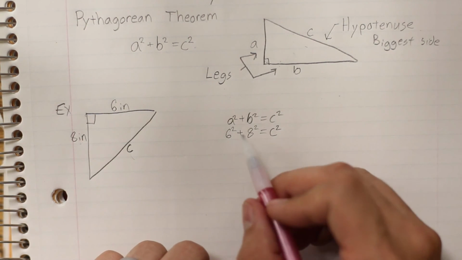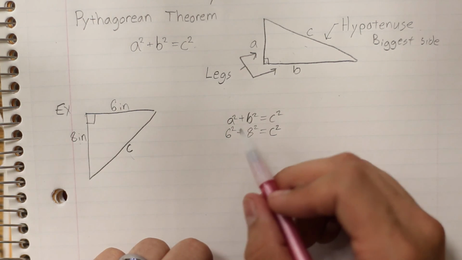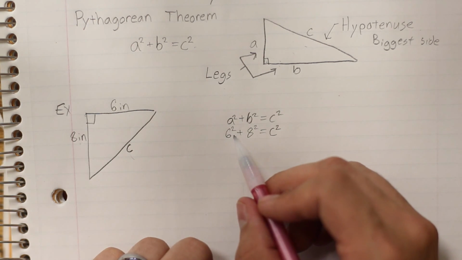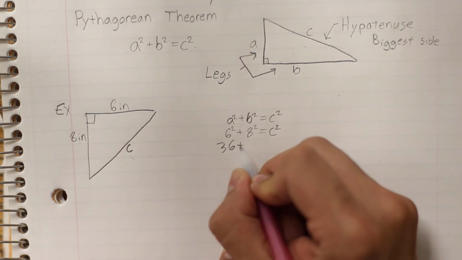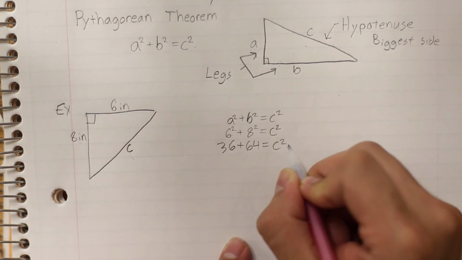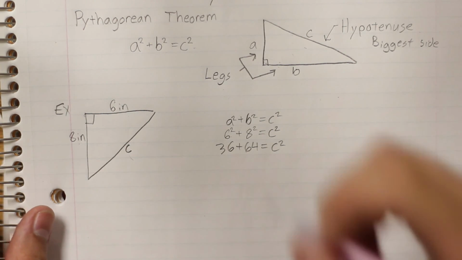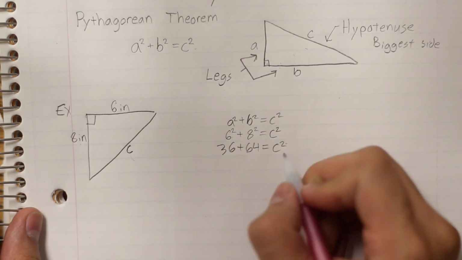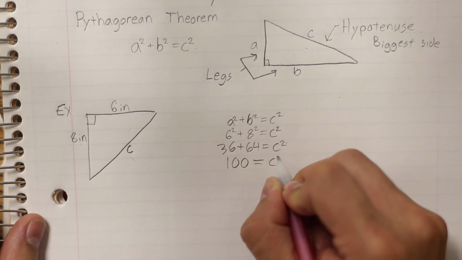So first things first, we got some simplifying that needs to go on. 6 squared? No, I can't add that to 8 squared. I've got to do exponents first. So square it. So we end up with 36 plus 64 is equal to c squared, because I can't square variables. He's just staying there for right now. Don't worry, we'll get rid of this squaring in just a minute. We add these two numbers together and we end up with 100 is equal to c squared.